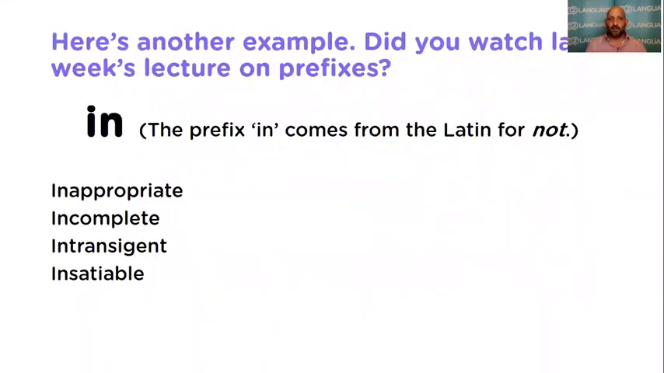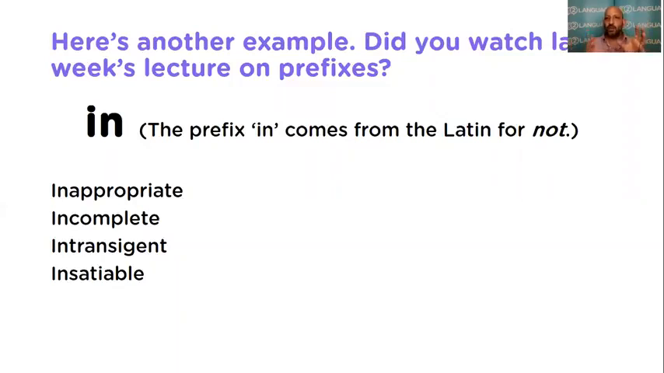Now, some of you, I hope most of you or all of you, would have seen what I'm referring to in this next example, and that is Jamal, my colleague, did a lecture on prefixes. Now, there are all sorts of different prefixes, but it is the in prefix I want to talk about. In comes from Latin meaning not. So, four examples for you here are inappropriate, incomplete, intransigent, and insatiable. Now, the prefix in, if I remove that, I still have appropriate, complete, transigent, and satiable.